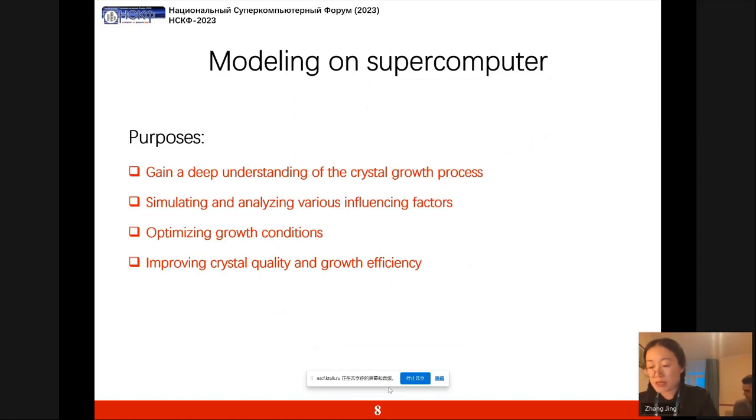A supercomputer can deal with complex dynamic models for calculating. In our primary research, we created kinetic and thermodynamic monocrystal models on a supercomputer. The purpose of the research is to gain a deep understanding of the crystal growth process, simulating and analyzing various influence factors, optimizing growth conditions, and improving crystal quality and growth efficiency.